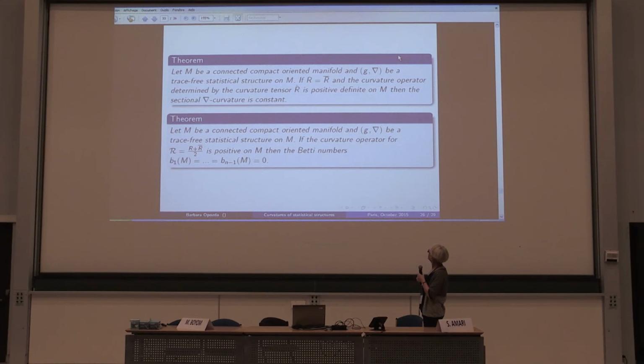Assume we have a connected compact oriented manifold and we have a trace-free statistical structure on M. If R is equal to R bar and the curvature operator determined by the curvature tensor R hat is positive definite on M, then the sectional nabla curvature is constant. And another theorem: let M be a connected compact oriented manifold and we have a trace-free statistical structure on M. If the curvature operator for script R is positive definite on M, then all Betti numbers except for the first and the last one are 0.